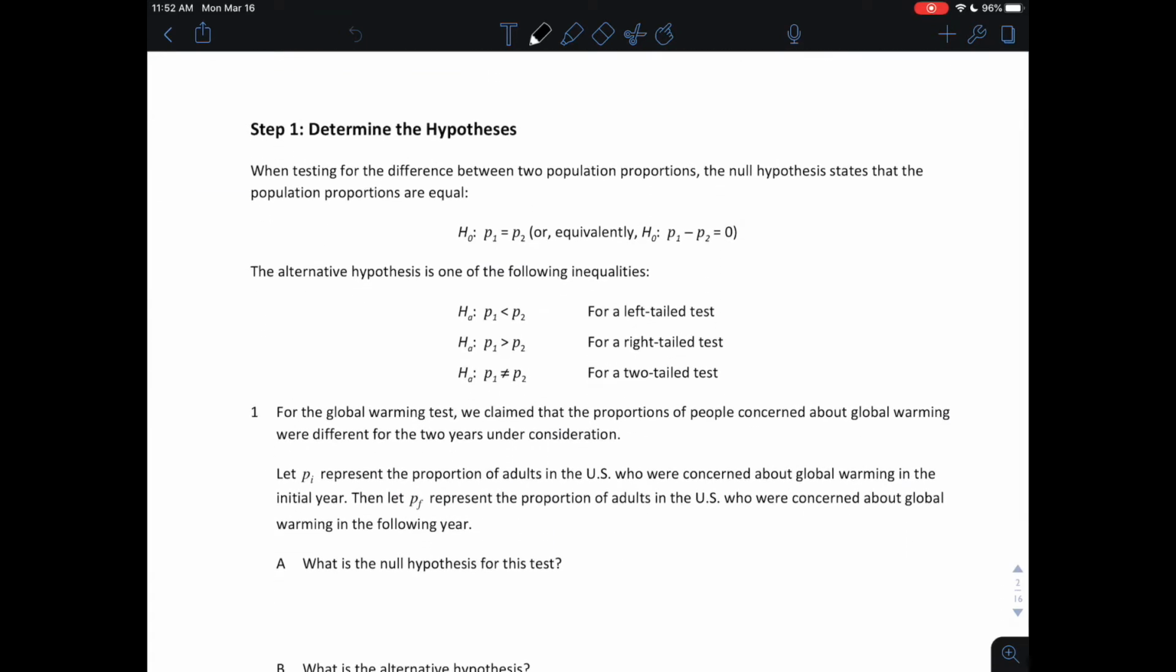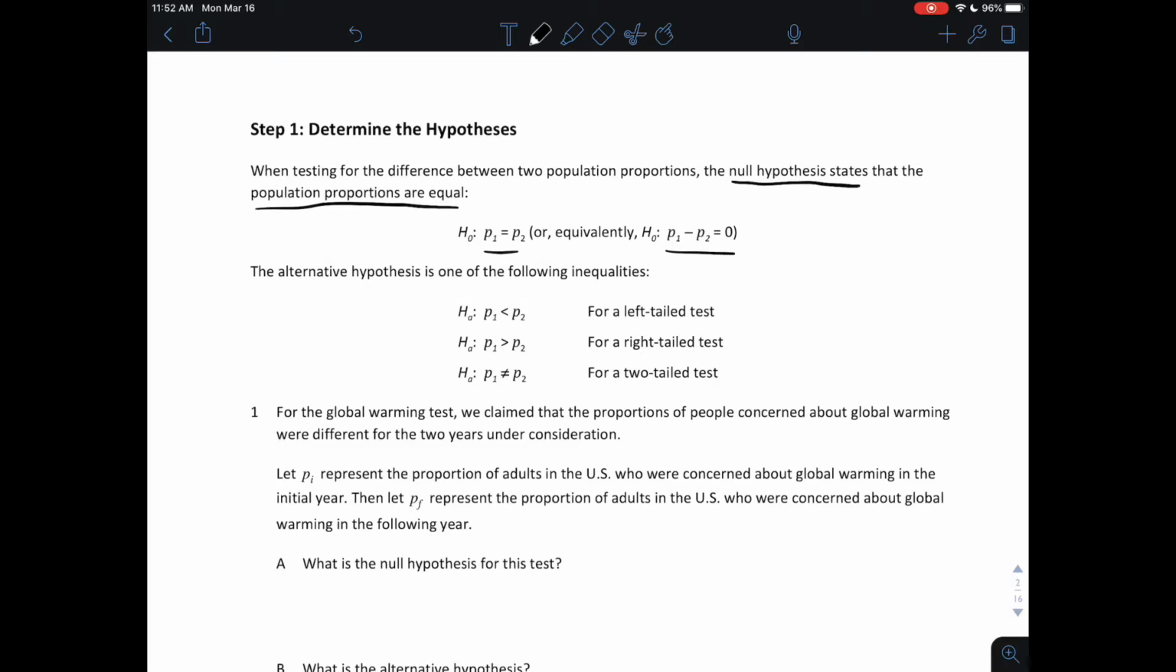First step, determine the hypotheses. When testing for the difference between two population proportions, the null hypothesis states that the population proportions are equal. So just something for us to remember, null hypotheses always have equality. So here H sub 0 for the null hypothesis, and that says p1 equals p2. And we should also remember that means the same thing as the difference p1 minus p2 equals 0.